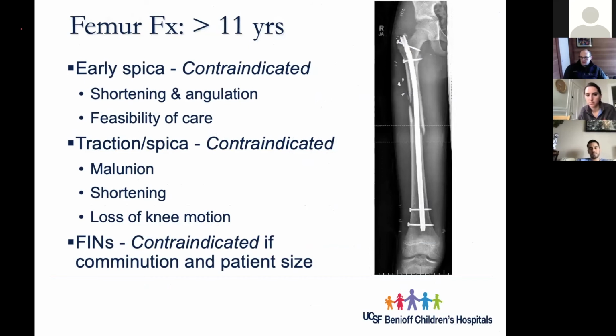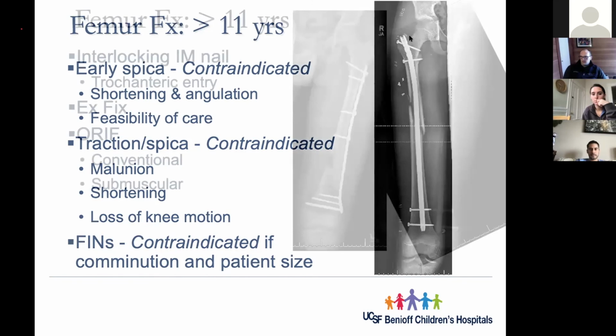For femur fractures in greater than 11, you really don't do early spica because it's just not feasible to put a child in a spica cast if they're greater than 10 years old. So then we look at flexible intramedullary nails, which are possible for smaller kids, but again, they're usually hitting that 50 kilogram, 100-pound mark, and we can't use a flexible nail as the option. So then you get to the intramedullary nail like you would expect in your adult life. The main difference is that these are all going to be the lateral trochanteric entry nail to avoid the piriformis fossa and the blood supply.